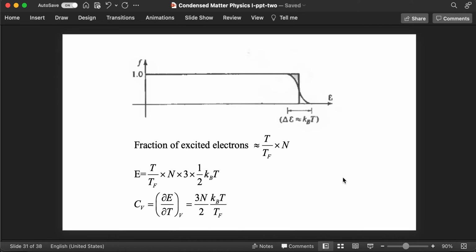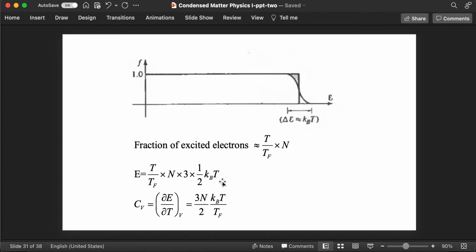So the way to do it is, if you look at the Fermi-Dirac distribution function, we notice that only a very small fraction of electrons get excited out at any given temperature T. So you can argue that the fraction of excited electrons is approximately T by Tf. So at any given temperature T, the number of electrons excited is T by Tf times the total number of electrons. So when T equals Tf, all the electrons will get excited. That's a very simple idea. Now you say that the internal energy is T by Tf into N into 3 into half kBT.